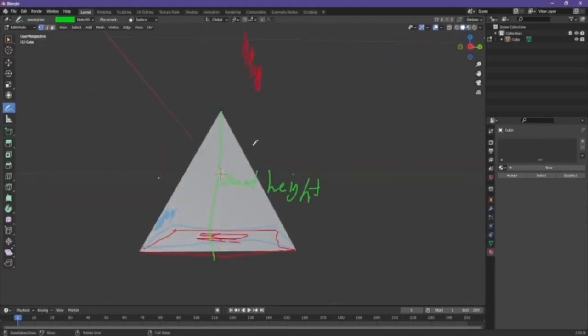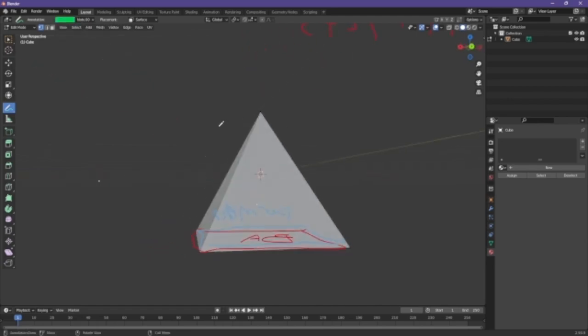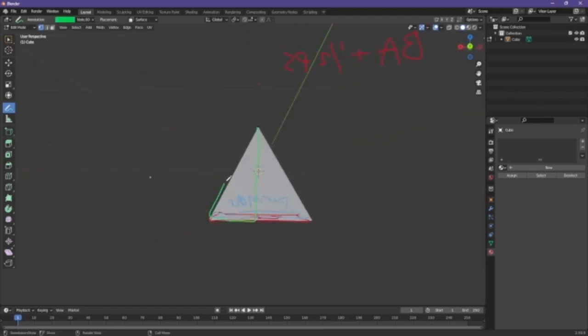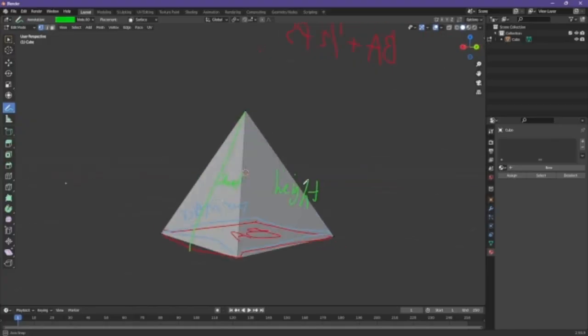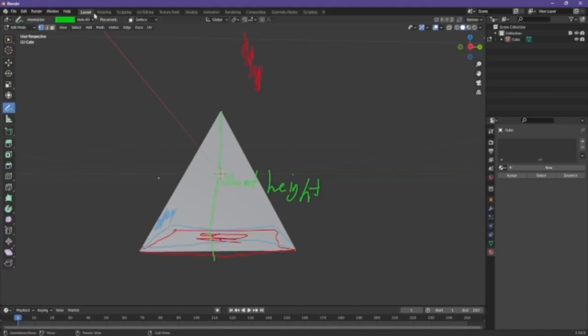Final question number 6. Find the surface area of a pyramid whose base is square, 8 by 8, and its slant height is 5. The answer is 144. And that wraps up this video.